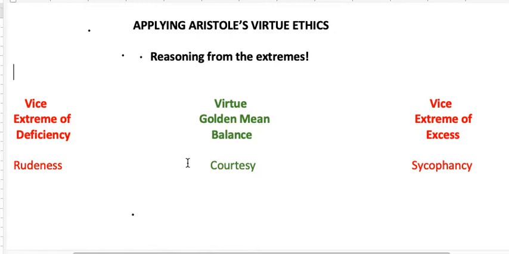So the virtue of concern in my examples will be courtesy. And what does it mean to be courteous? What is it to have too little of that which makes you courteous? Well, it's rudeness. If you don't have enough of that which makes you courteous, then you could be considered rude. So that's a deficiency. You don't have enough of whatever it is to be courteous.